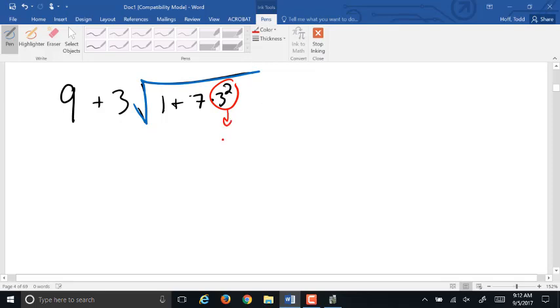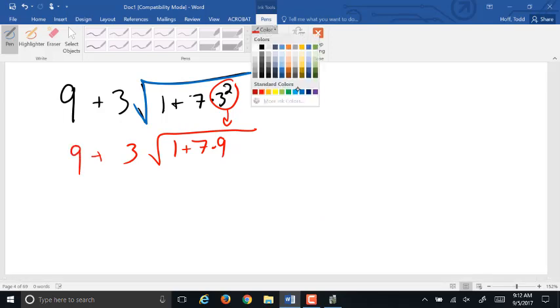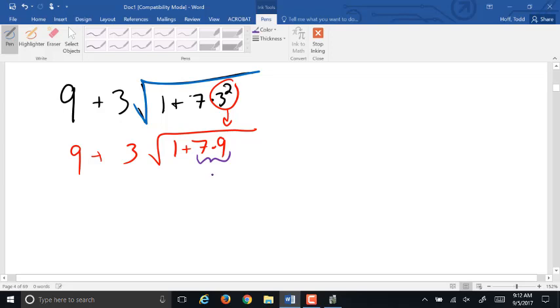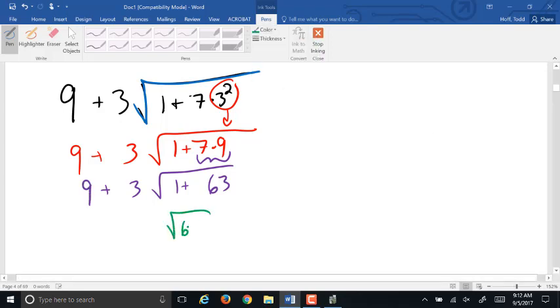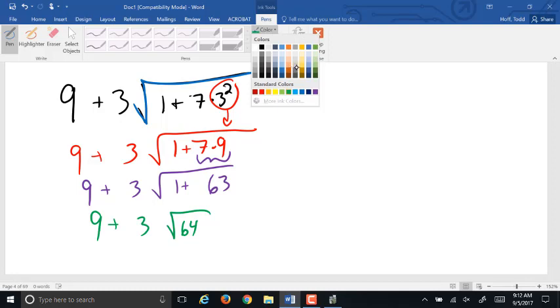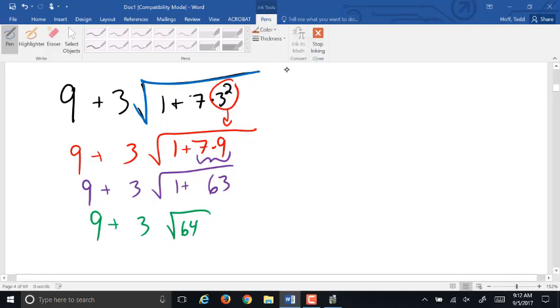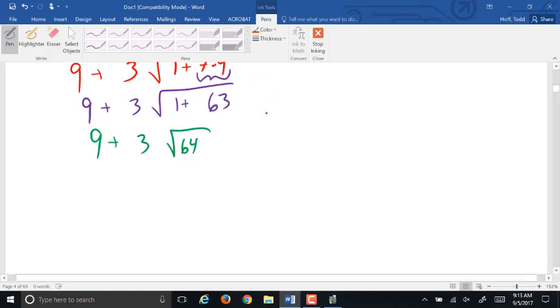So inside there, what has to happen first? 3 squared, which is 9. What's next? 7 times 9 is 63. And then 1 plus 63 is 64. Now that we have what's inside the enclosing symbol, in this case, what's inside the square root, down to a single number, we can get rid of that enclosing symbol, just like with parentheses. The difference is with parentheses, you just took out the parentheses. You maybe had to put in multiplication. For square root, you actually have to do something. Square root of 64 is 8.